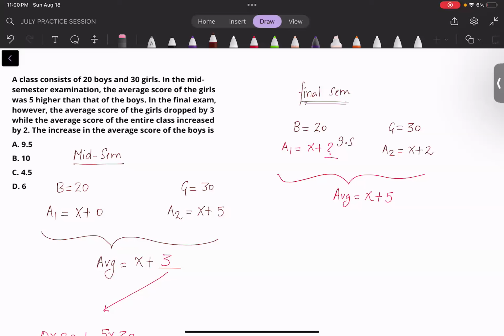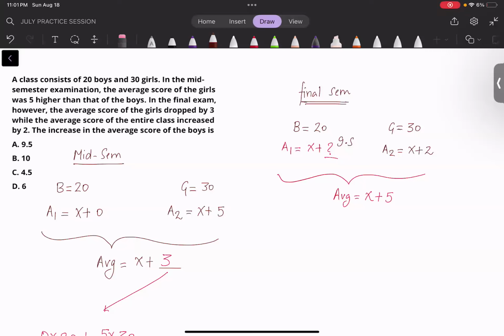Increased by 2. They cannot ask the average of boys in the final, because we don't know x. They can just ask increase or decrease, nothing else. Overall average is increased by 2.